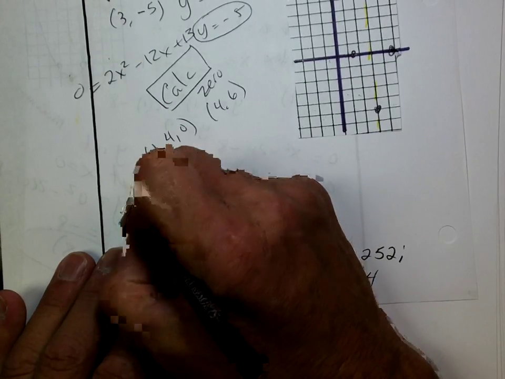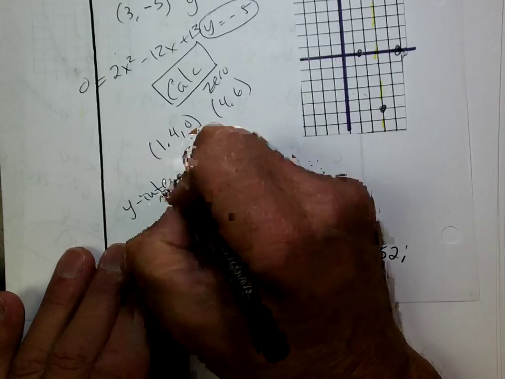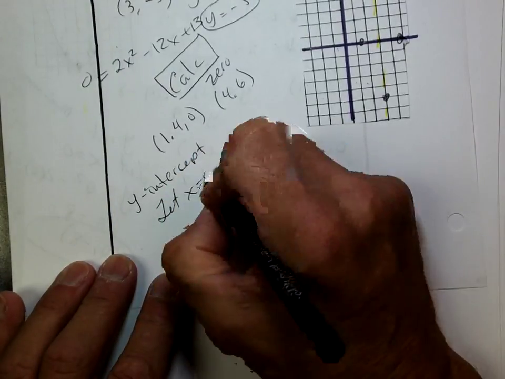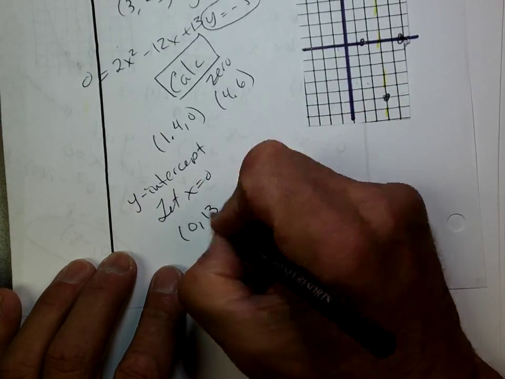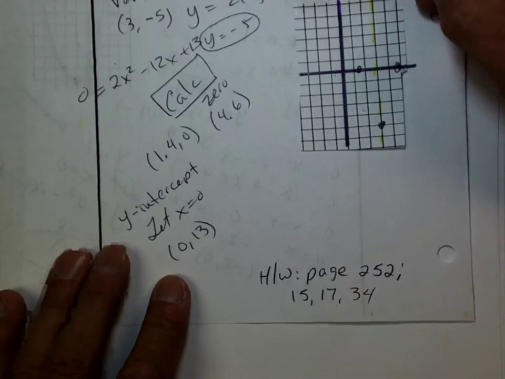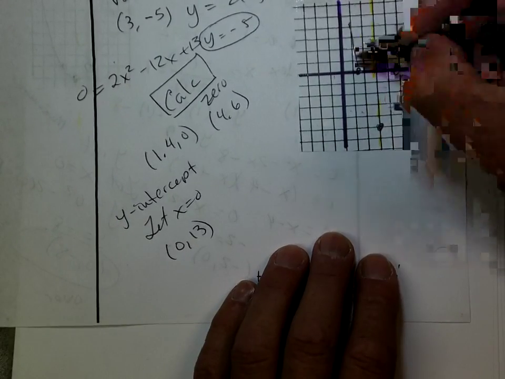Lastly, the last thing I can get is the y-intercept, which is pretty easy. My y-intercept is when you let x equal 0, and obviously if you let x equal 0, then it's got to be 13, so you're going to get the point 0, 13, which is way up here, so I'm going to fit it. So let's just sketch it in.